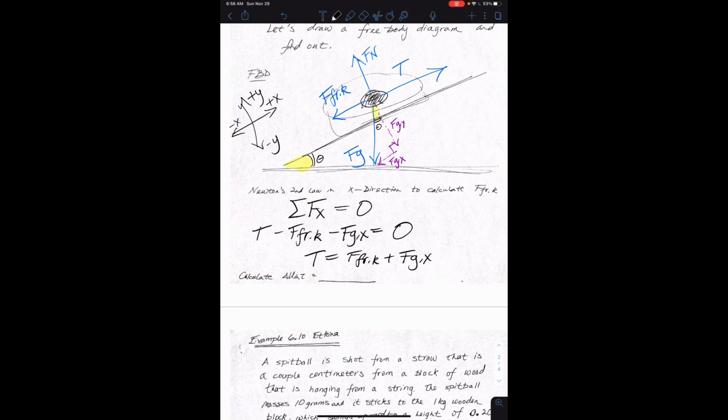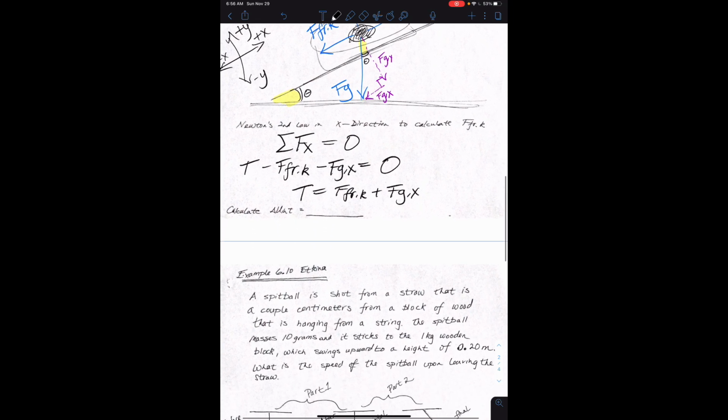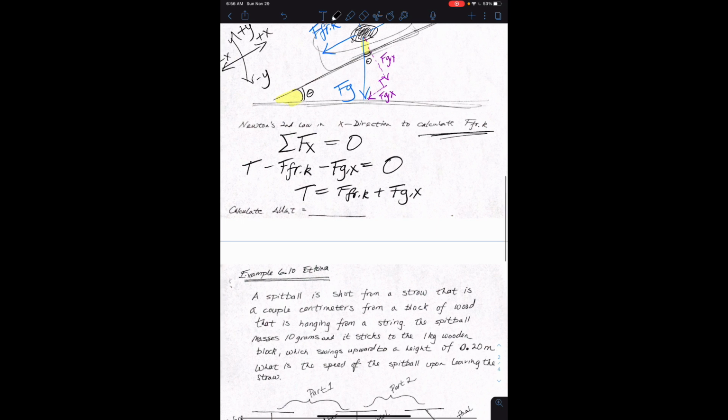And so we can see that if we rearrange it, I probably should have just rearranged it to calculate force friction kinetic, then force friction kinetic, which we said is equal to tension, is actually equal to tension minus Fg x. All right, and that's kind of the key point, right? That we used friction kinetic equal to tension.